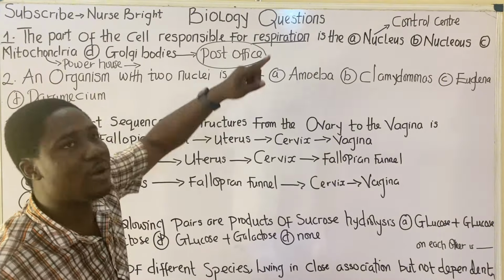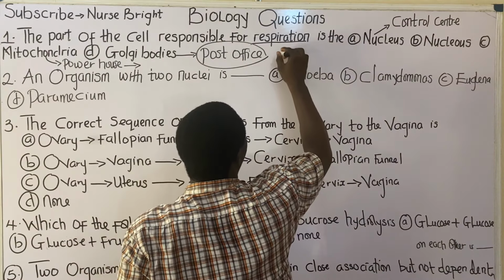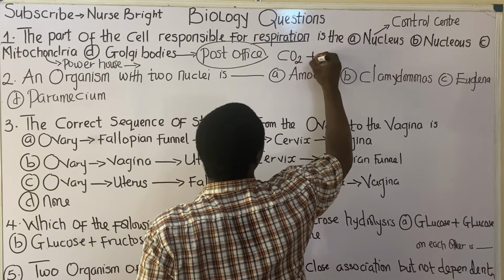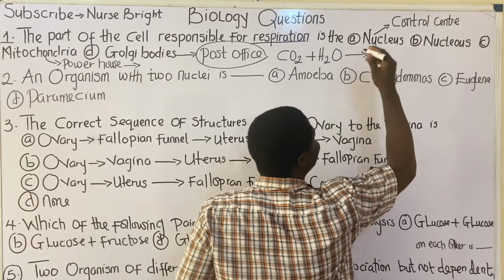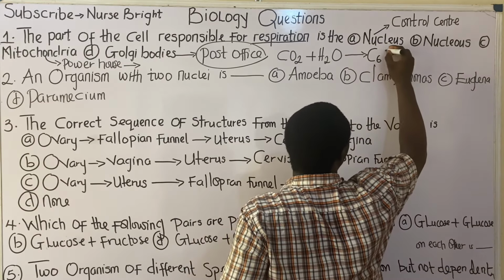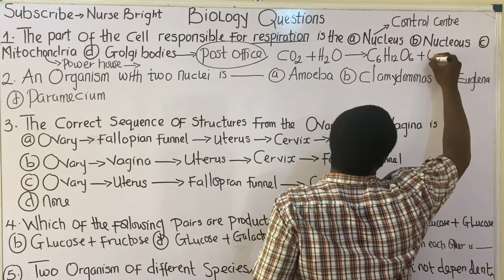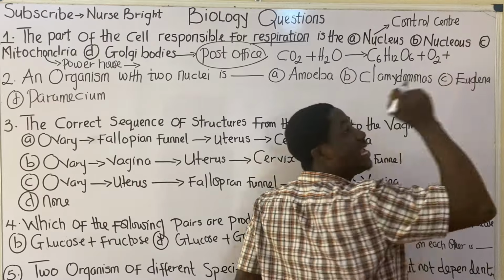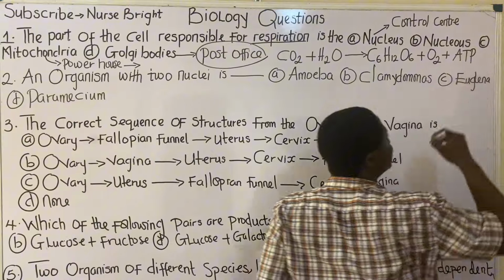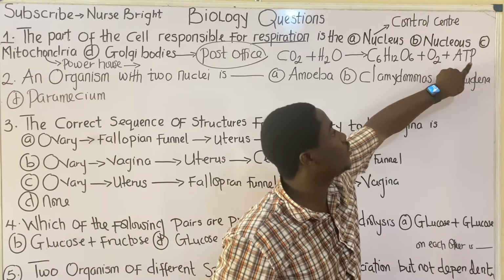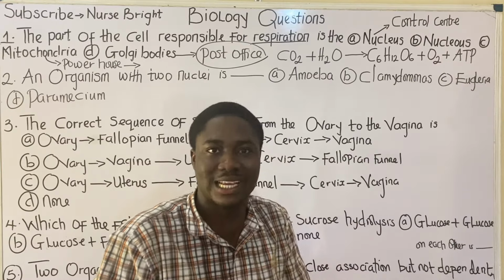Listen carefully. This is why you have to know the equation for respiration. The respiration equation is simply carbon dioxide, which is CO2, reacting with water, which is H2O, which gives rise to glucose, which has the chemical formula C6H12O6, plus oxygen gas, which is O2, plus ATP. ATP is pronounced as adenosine triphosphate. This is the form in which energy in a cell is expressed.